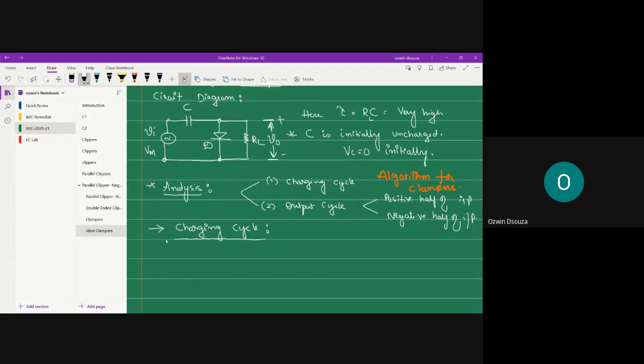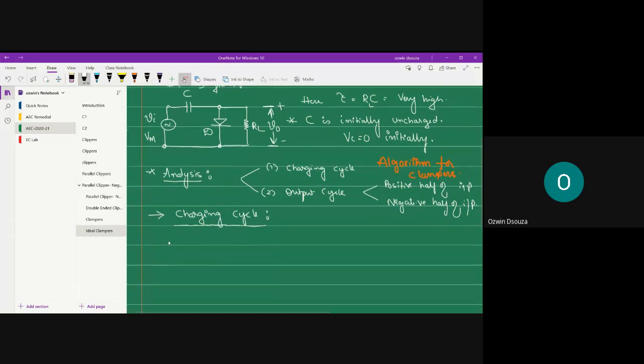So can anyone identify the charging cycle? In which cycle is the capacitor going to get charged? In the very first half cycle, the capacitor is going to get charged. Now the question is, which cycle? Does the positive half cycle make the capacitor charge, or the negative half cycle? Can anyone type the answer in the chat box? Can you try? Which half cycle makes the capacitor charge? Okay, positive. That's correct, positive.